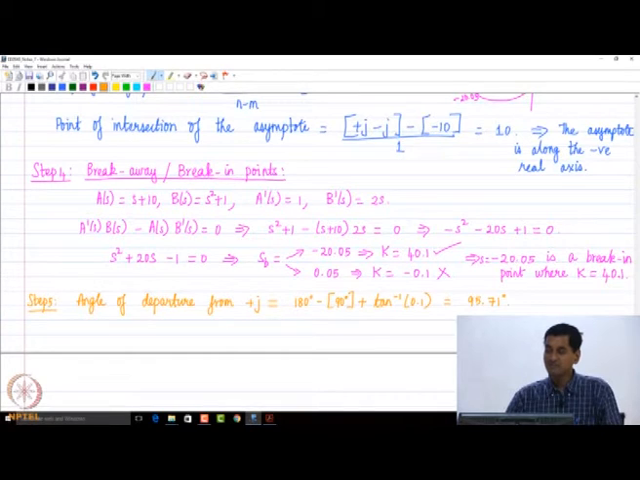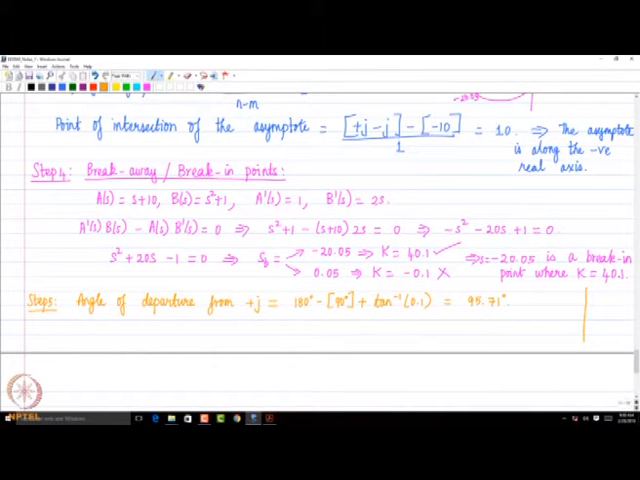So this is the angle of departure from the plus j pole. What it really means is that, if I consider the s plane once again, and the pole at plus j, the root locus is going to depart at an angle which is 95.71 degrees, right. So then what can you say about minus j? It is going to be symmetric, it is a mirror image. Why?